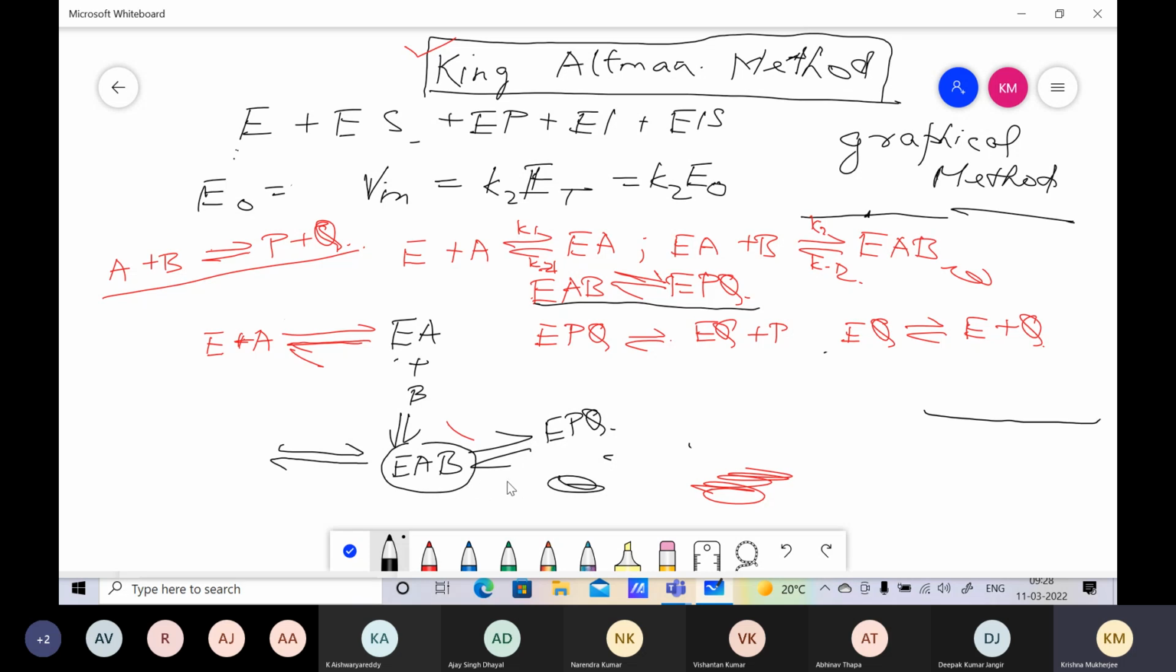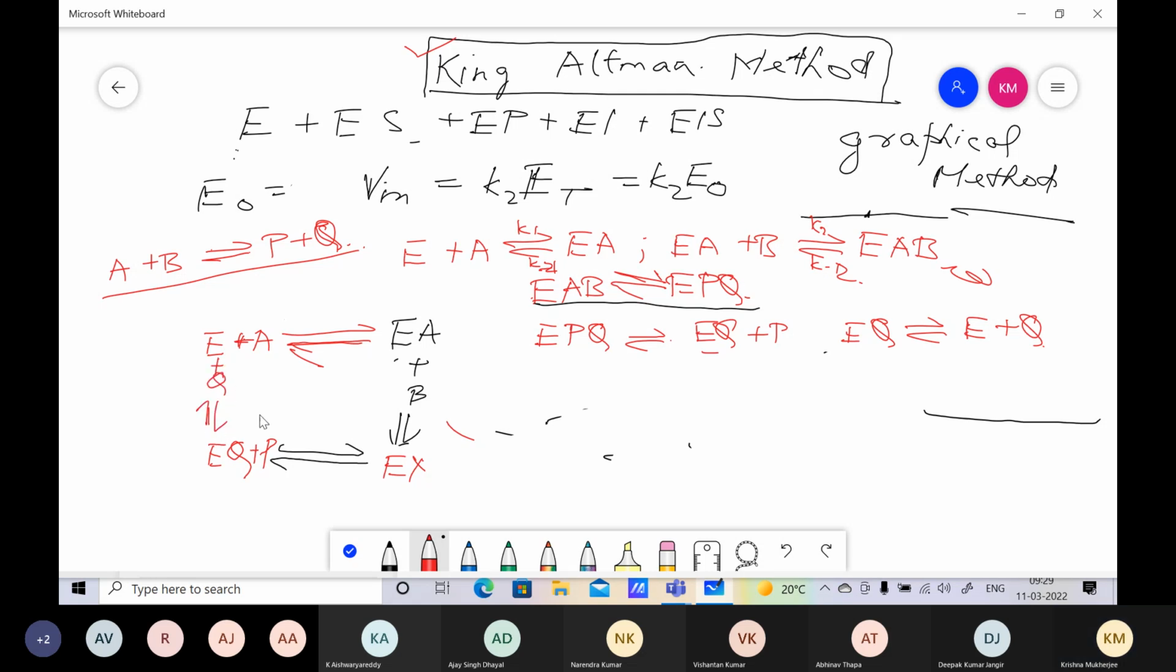So let me replace this with something simpler. Let me call this EAB, EPQ are the same thing. It is some enzyme complex EX. Now we have here EQ, the next reaction. Remember, EQ is EQ plus P. And then here E plus Q, for all practical purposes, is this. Does this make sense?